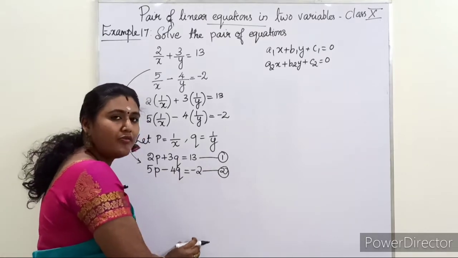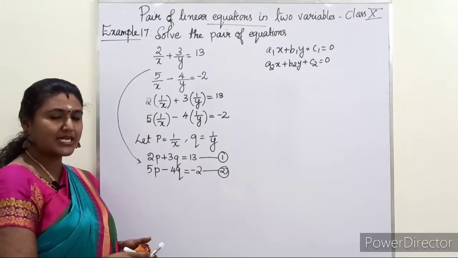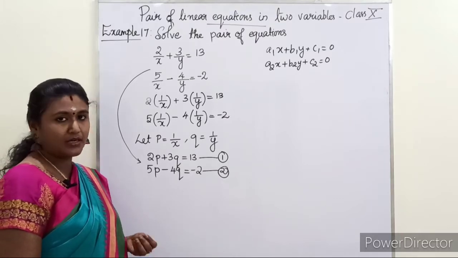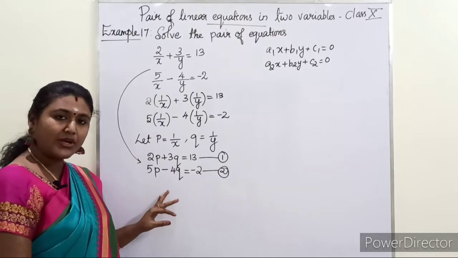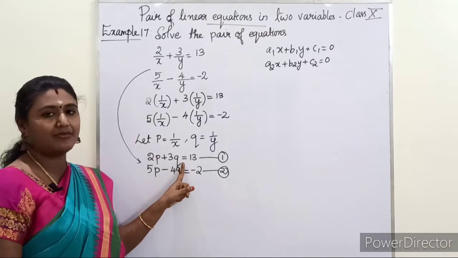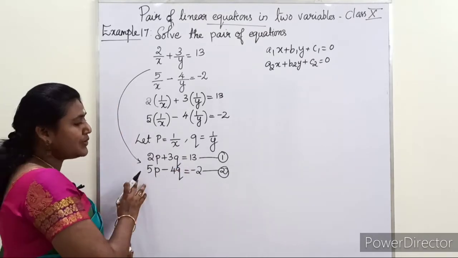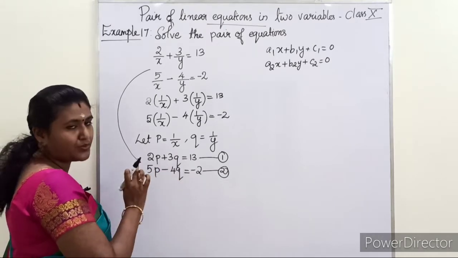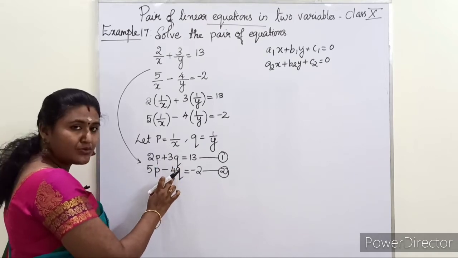Now you can solve these two equations using any one of the methods. We have studied many methods like the substitution method, elimination method, cross multiplication method. Any one of the methods you can use to find the value of p and q. Now I am going to use the elimination method. I am going to eliminate variable q. So for that I need to make the coefficient of q the same.